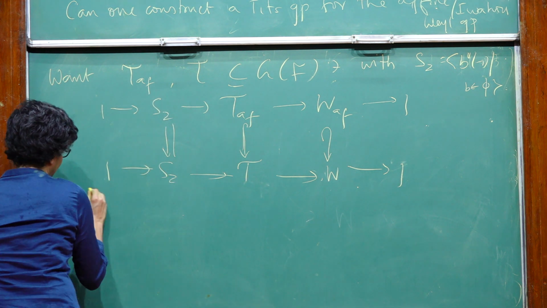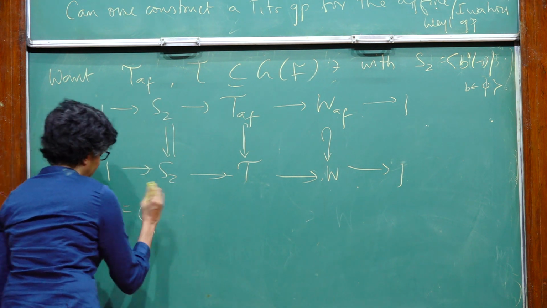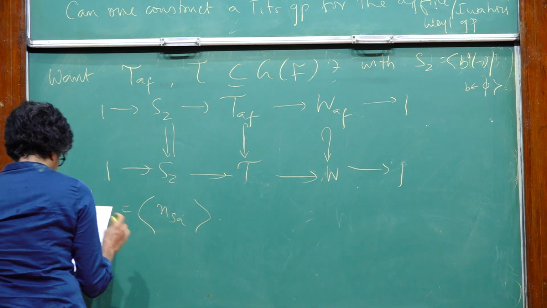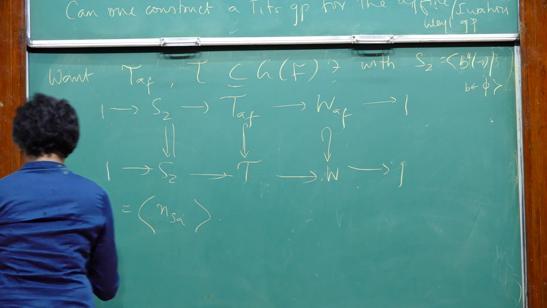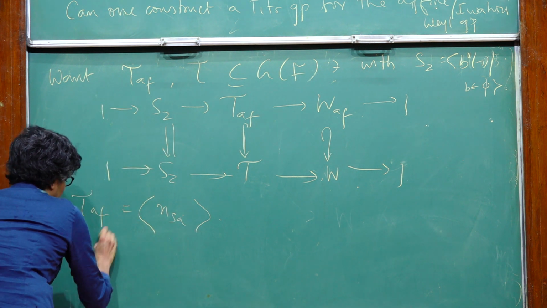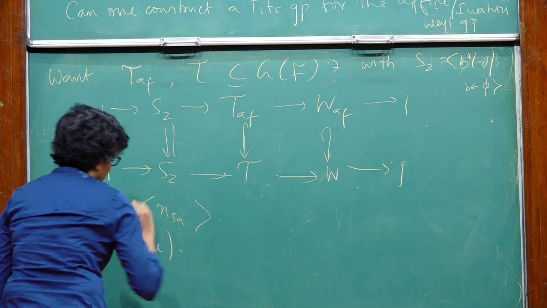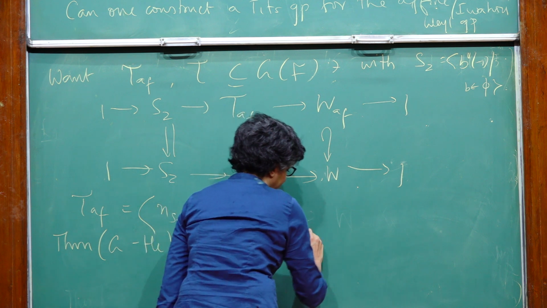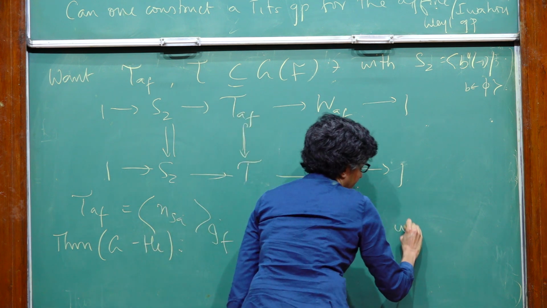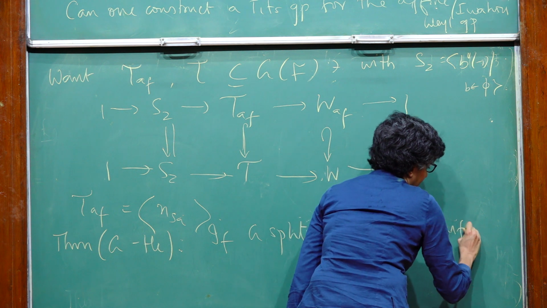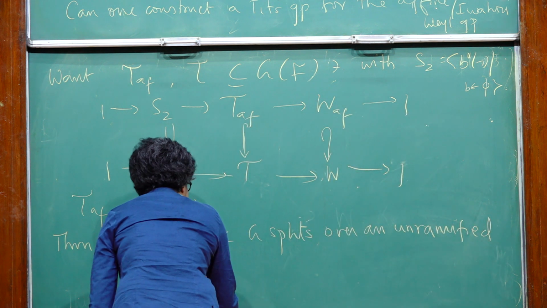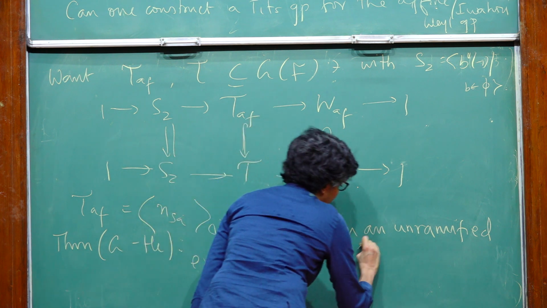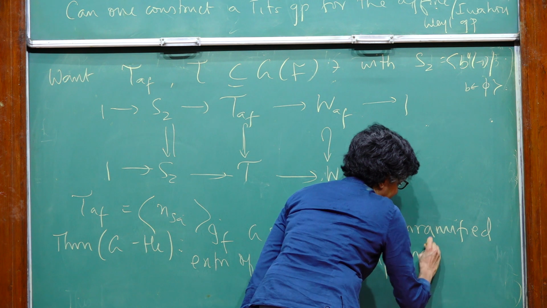And where T affine is generated by, say, these NSAs. Then I'll state a theorem. Okay, this is joint with Schumacher. So if G splits over an unramified extension of F, then the Tits group T affine and T exist.